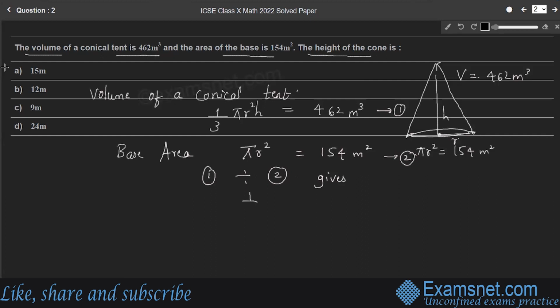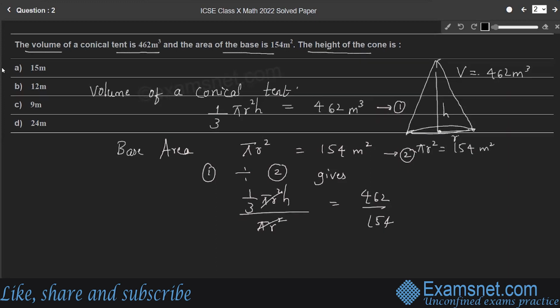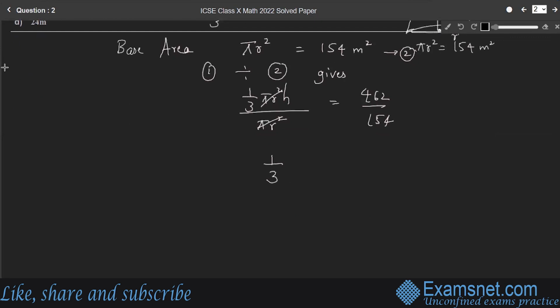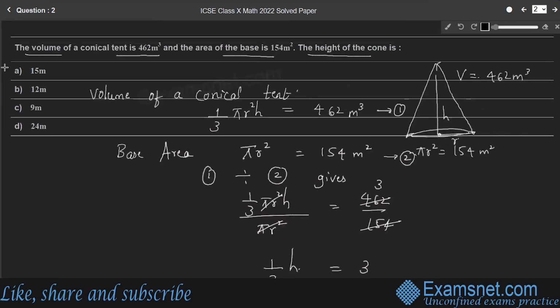1 by 3 pi r square h divided by pi r square is equal to 462 by 154. We can cancel pi r square and pi r square. Therefore, 1 by 3 into height of the cone is equal to 462 by 154, which is 3. Therefore, height of the conical tent is 3 into 3, which is 9 meter. Looking at the options, Option C is the right answer.